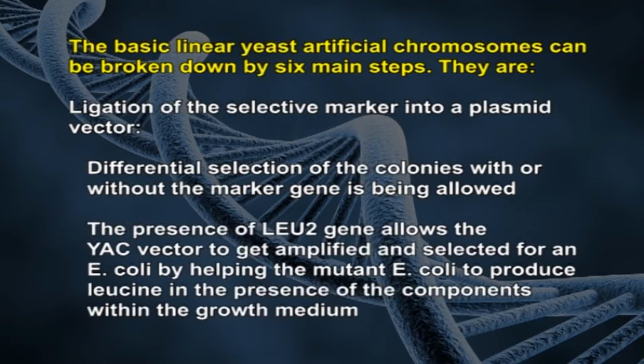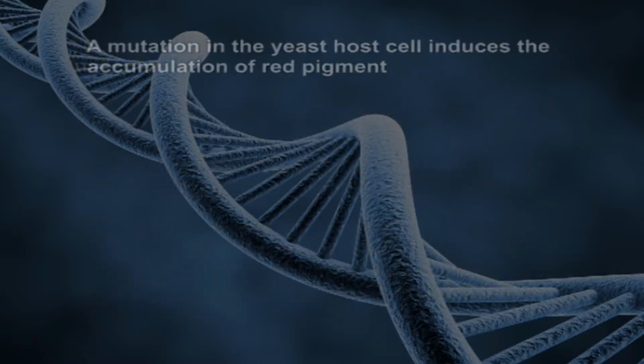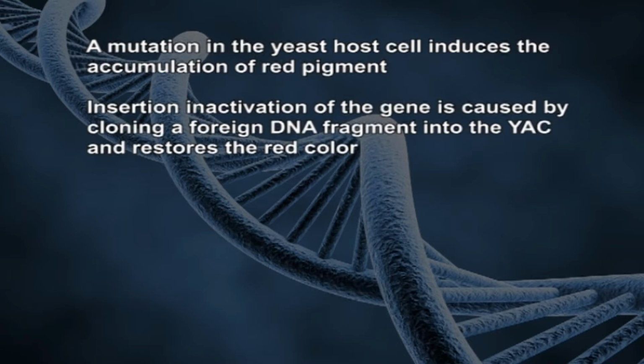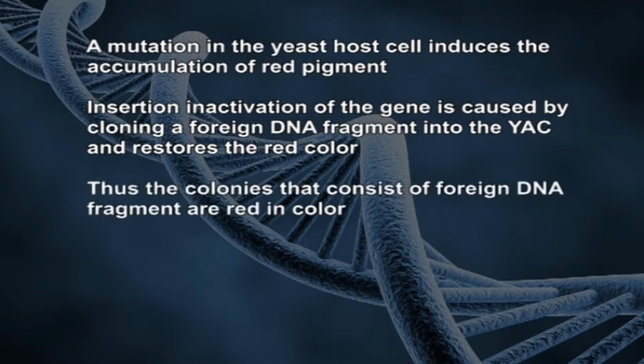The presence of the LEU2 gene allows the YAC vector to get amplified and selected for in E. coli by helping the mutant E. coli to produce leucine in the presence of the components within the growth medium. A mutation in the yeast host cell induces the accumulation of the red pigment. Insertion inactivation of the gene is caused by cloning a foreign DNA fragment into the YAC and restores the red color. Thus, the colonies that consist of a foreign DNA fragment are red in color.